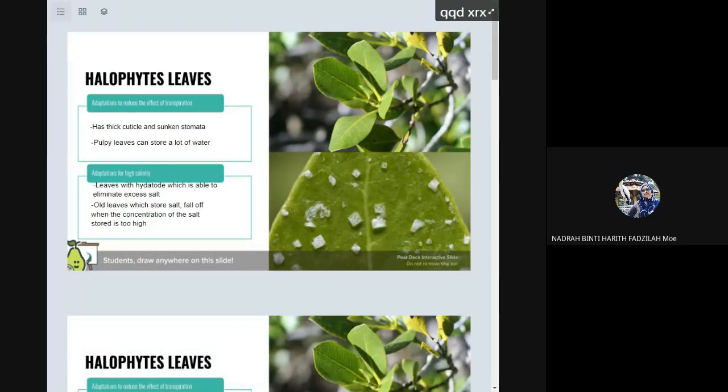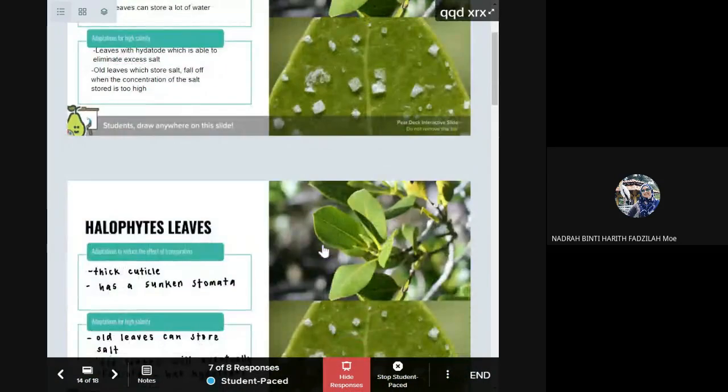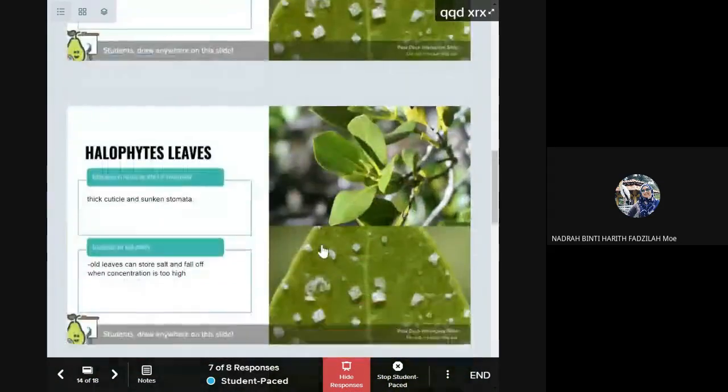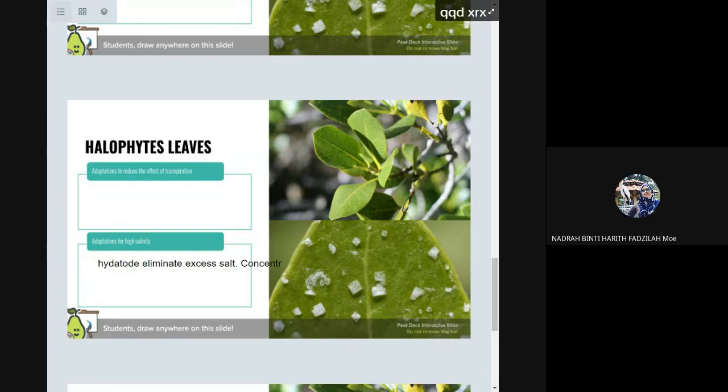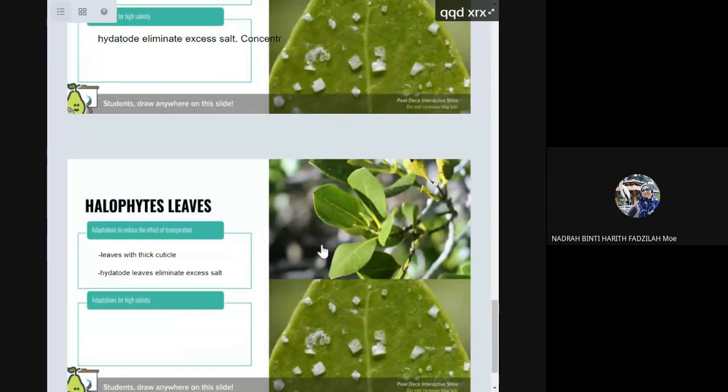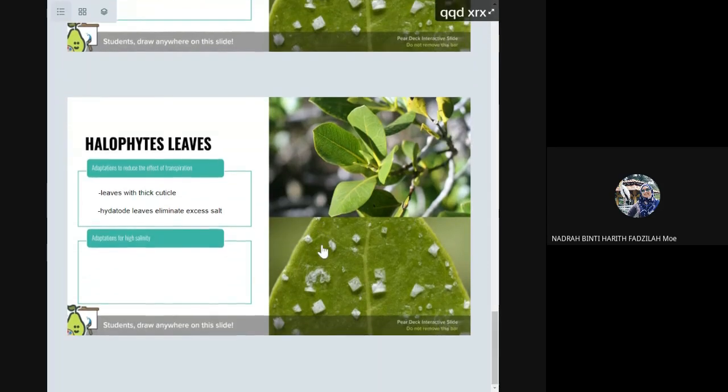Sekejap ya. Saya tukar kepada student pace. If you want to proceed to slide 16, kalau nak jawab kepada slide 16 pun boleh, tak ada masalah. Dekat slide 15 tu adalah further explanation about high dot, so tak ada masalah. Okay, sementara kita tunggu ada beberapa kawan yang tengah siap ni. Okay, so pada reduce the effect of transpiration.